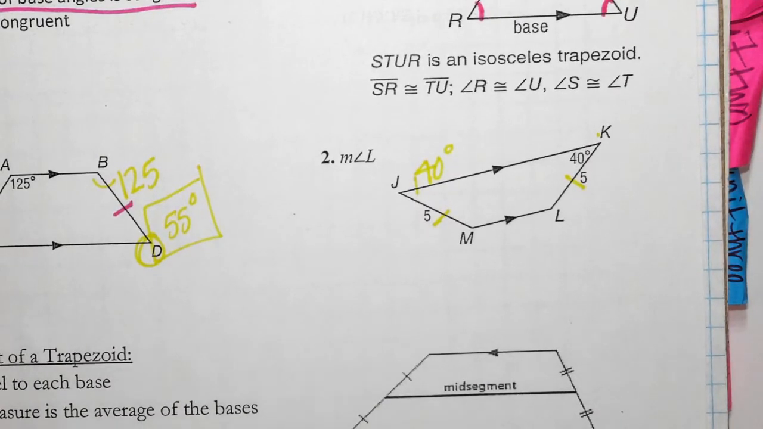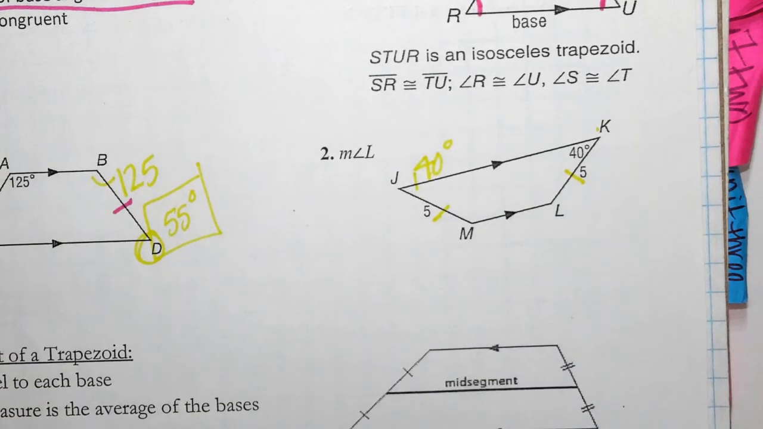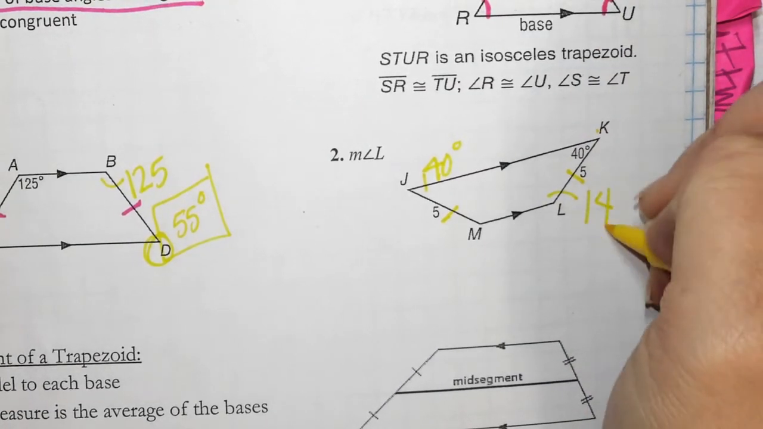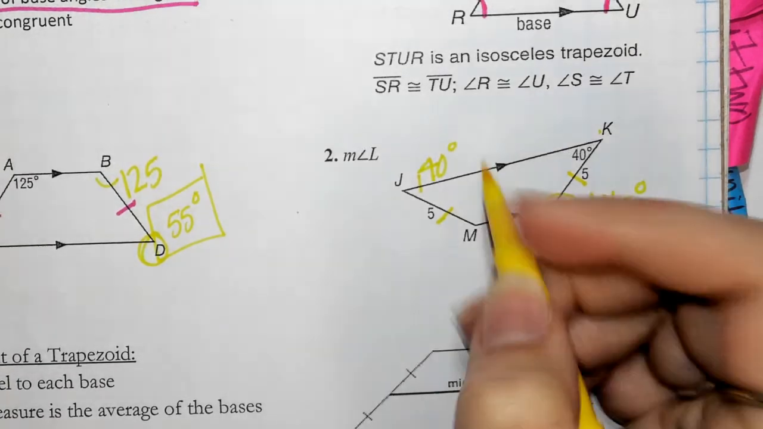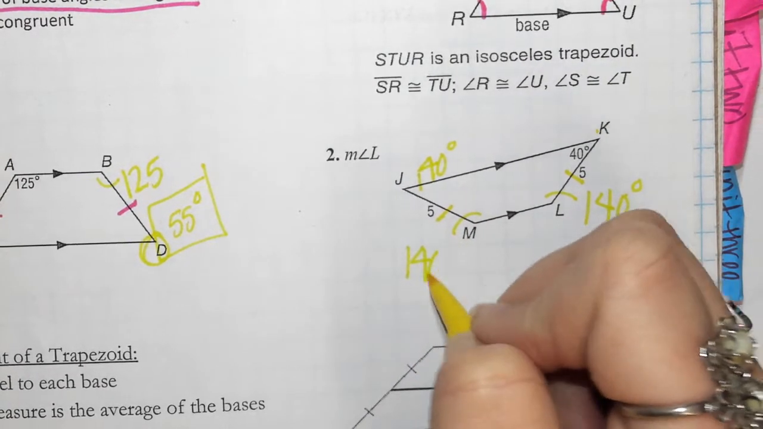Subtract. Subtract from what? 90. Have we said anything about 90 on isosceles trapezoids? 180. And what's 180 minus 40? 140. So what would angle M be? 140.